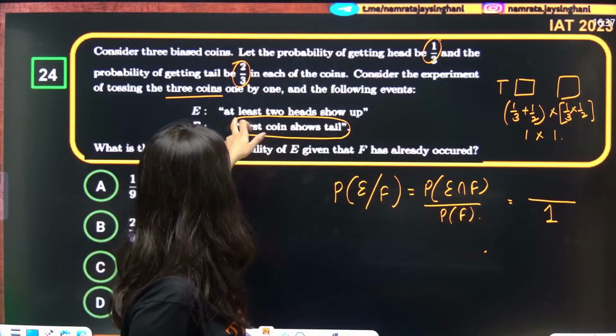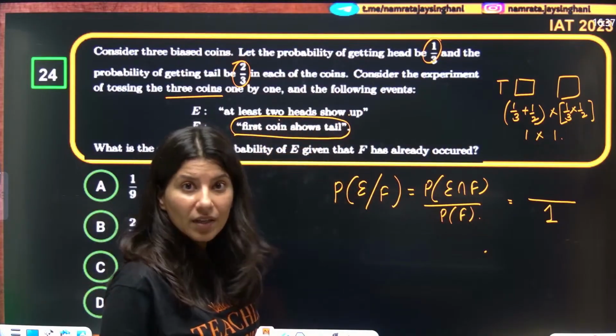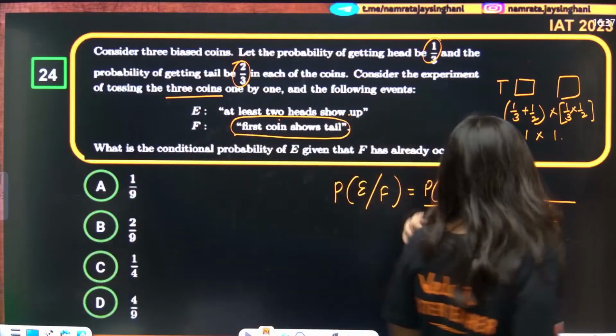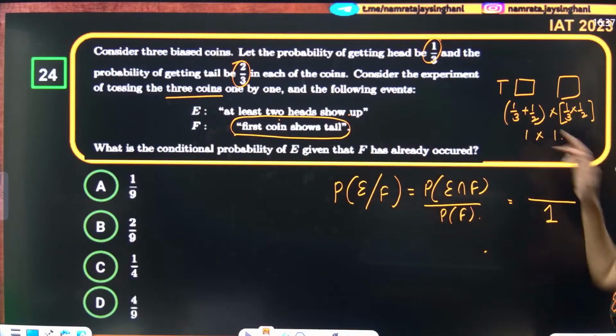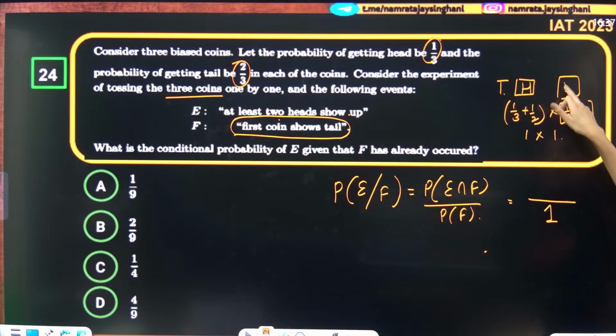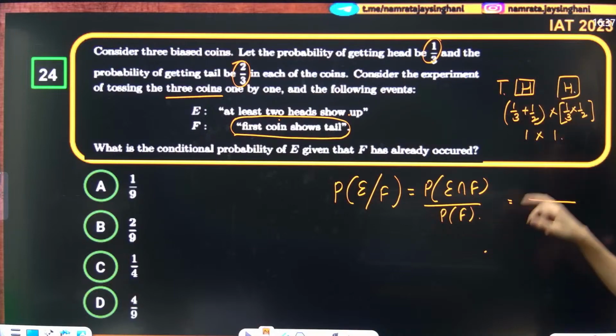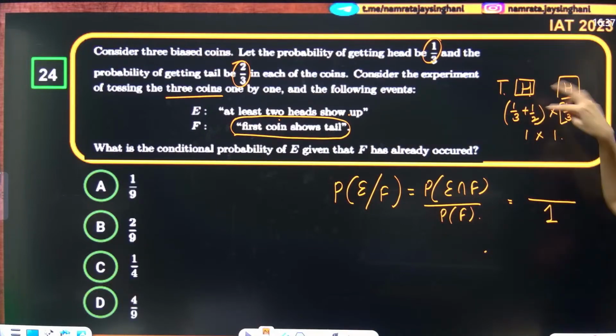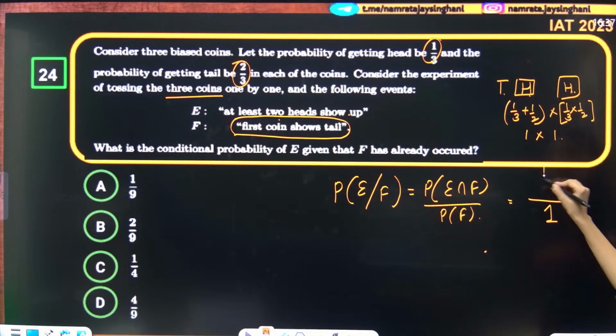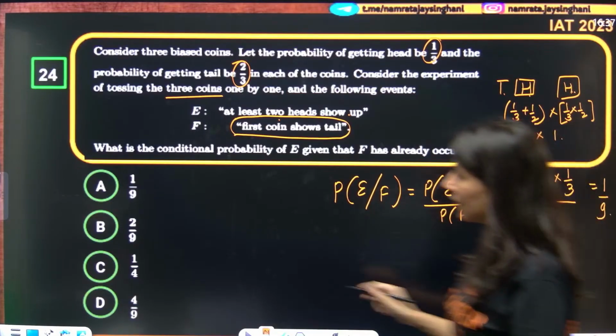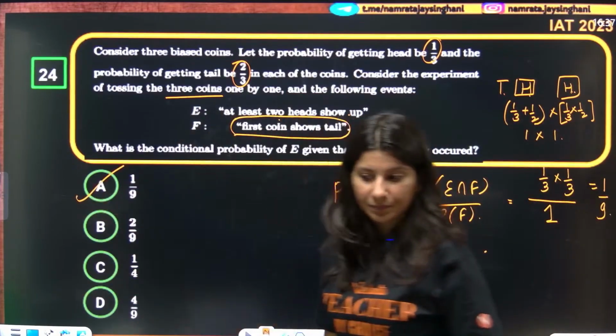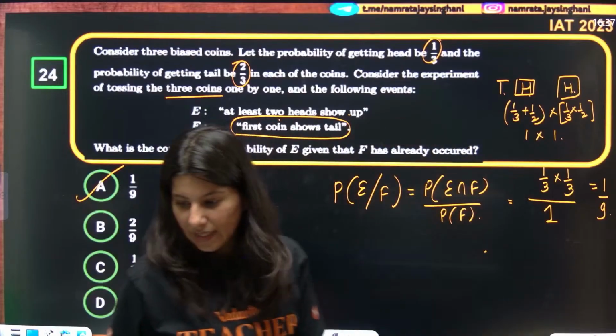What is E? At least 2 heads show up. Now see, in F, I have actually realized that this is the T. Now head, it should be head, we don't have any other option. So getting 2 heads successively is 1 by 3 into 1 by 3. So 1 by 9 is absolutely correct. Option A. Yes?